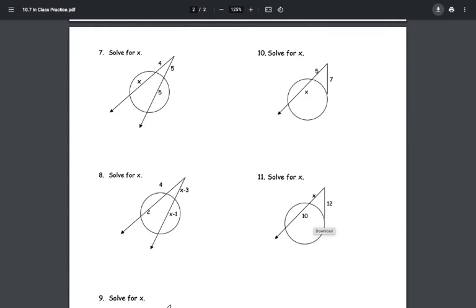Okay, on this one, we have segments intersecting outside the circle. So I'm going to write this out. We're going to do outside times whole equals outside times whole. So in this case, the outside is 4. The whole length will be x plus 4. On the other segment, our outside is 5, and the whole length is 10.